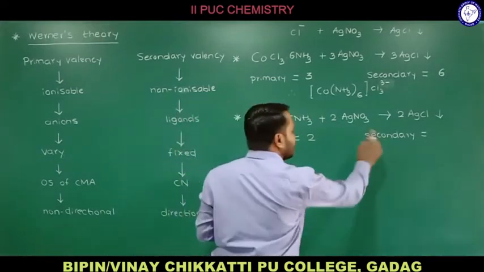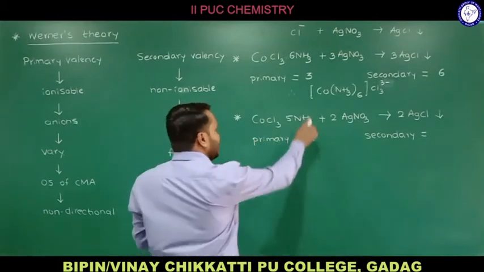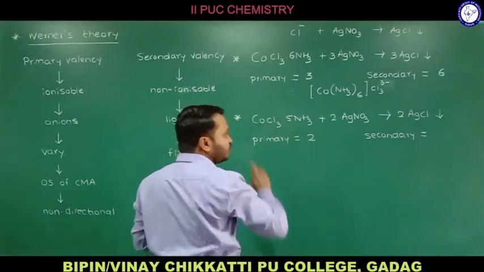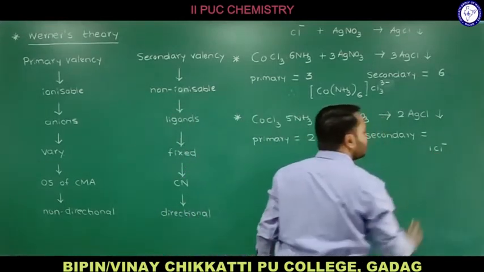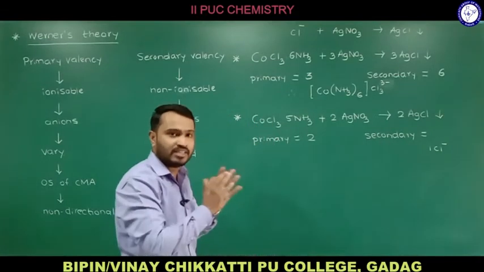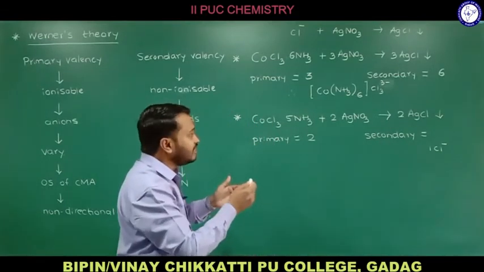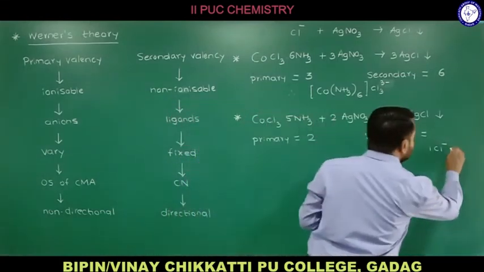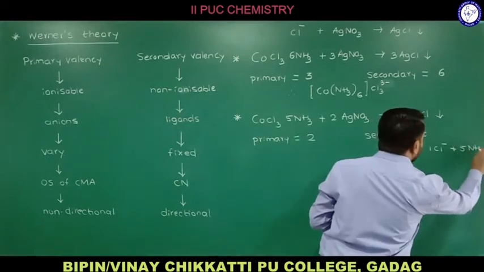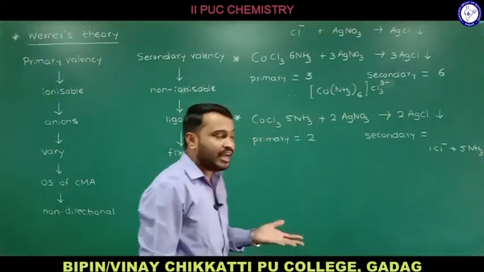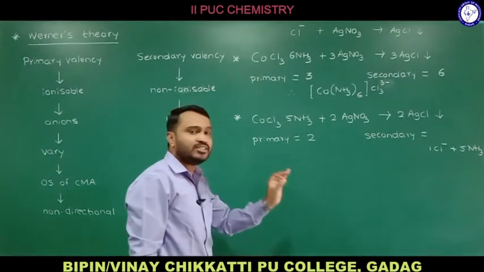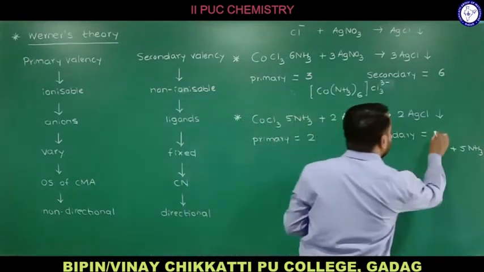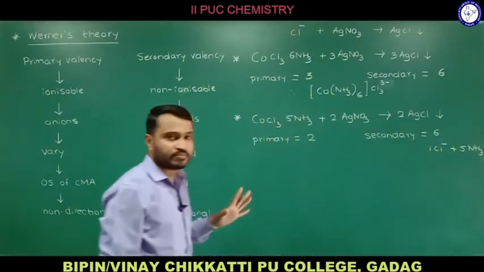Now we'll see what about the secondary valency. In this compound, out of these 3 Cl, 2 have been utilized, and we have one more. Let me write here for your reference, 1 Cl minus. So 1 Cl minus is non-ionizable, so it does not give a precipitate. We have one more kind of ligand, NH3, and we have 5 NH3. So we have 5 NH3 neutral ligands and 1 Cl minus. These two are non-ionizable. Totally 1 Cl and 5 NH3, therefore the secondary valency of the central metal atom is 6.